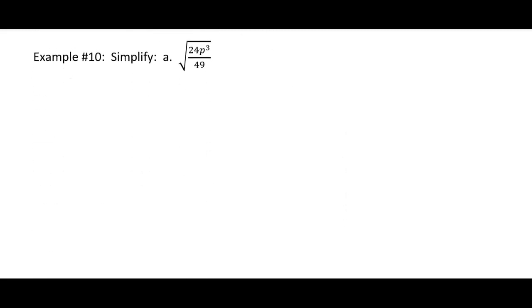And now we have an example. All right, so we have the square root of 24p cubed over 49. So we're going to split it up. And these are square roots. And you might be saying, well, why didn't you do it like you did the last ones? Why didn't you simplify the fraction? Because I can't. There isn't anything that goes into both 24 and 49. So that's why we're splitting it up.